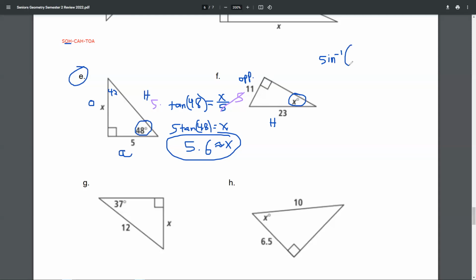So inverse sine, we input the ratio, which is 11 over 23, into our calculator, and that's going to be equal to x. So if I do that in mine, the inverse sine of 11 divided by 23, I get 28.6 degrees. So this angle here would be approximately 28.6 degrees.